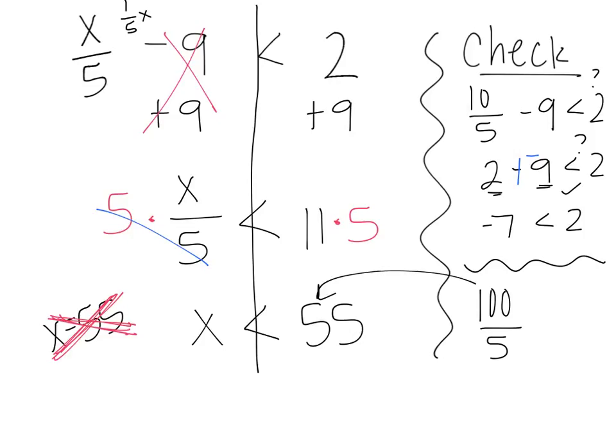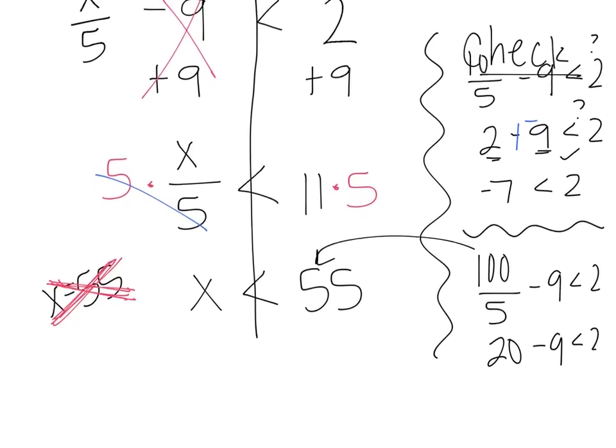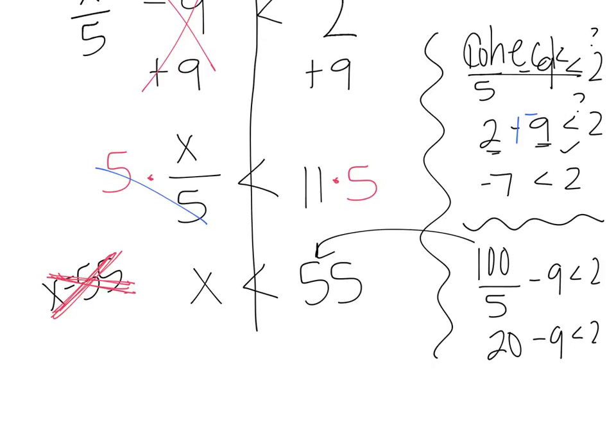100 divided by 5 minus 9, is that less than 2? So 100 divided by 5 is 20. 20 minus 9 is 11. Is 11 less than 2? No, it is not. Therefore, you would have had a wrong answer had you gotten something like that. So that's how you check it.